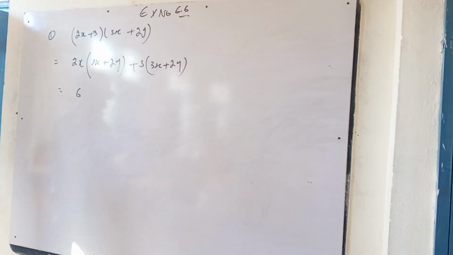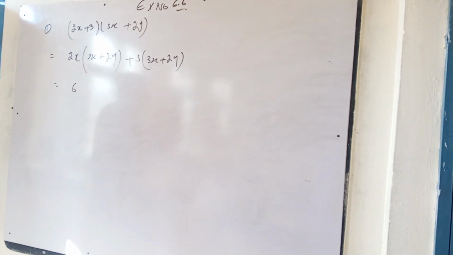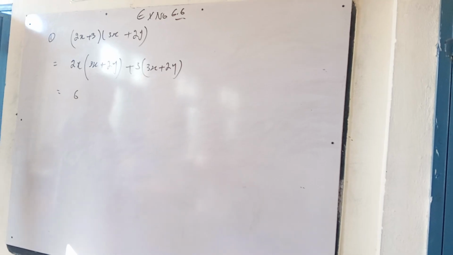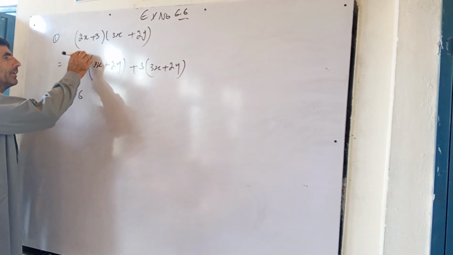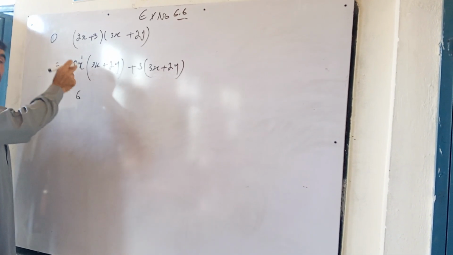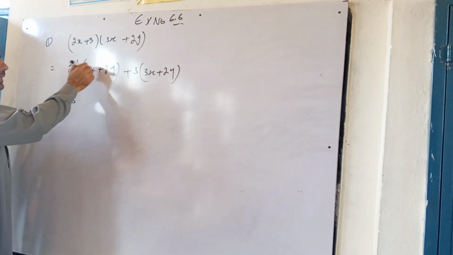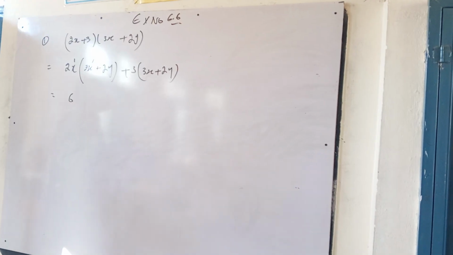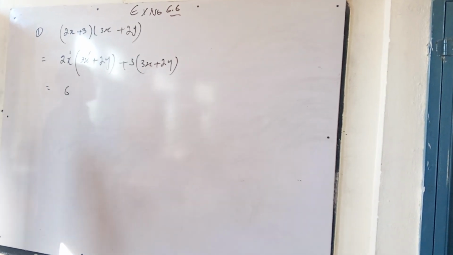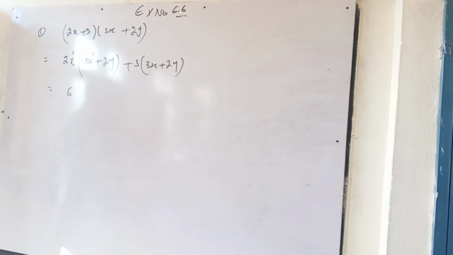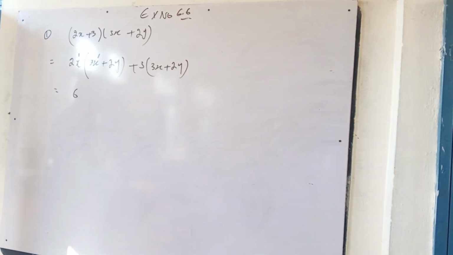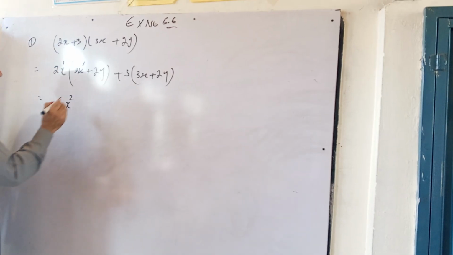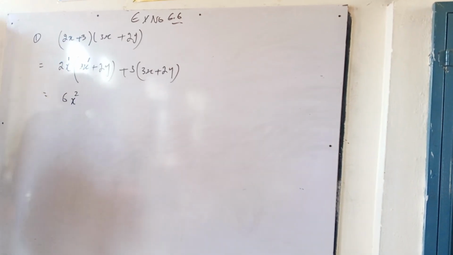If a variable has no degree, we will consider that the degree of this variable is 1. For example, this has no degree. It means that the power of the x is 1, and here it has also no degree. So the degree of the x here is also 1. So the degree of the variable will be added. Now here I have x and 1 is 2. It means that it is equal to 6x square.